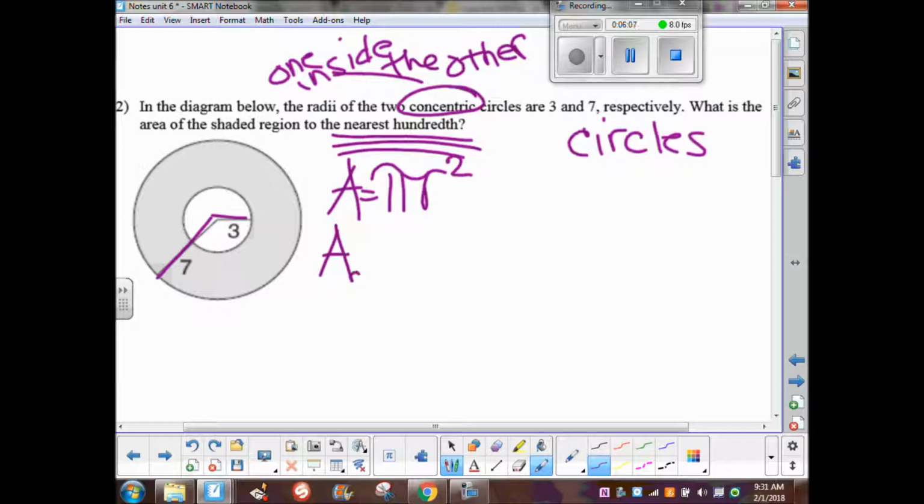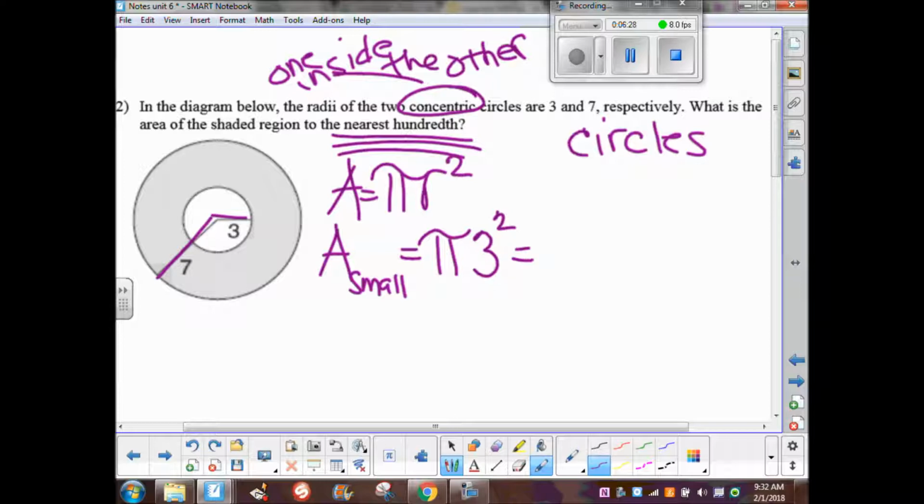So A, and I'm just going to write small, because that's the one we're working with first, the one that's on the inside. So it's pi times what? What's the radius of the small one? 3, and what do I need to do to it? Square it. So multiply by.